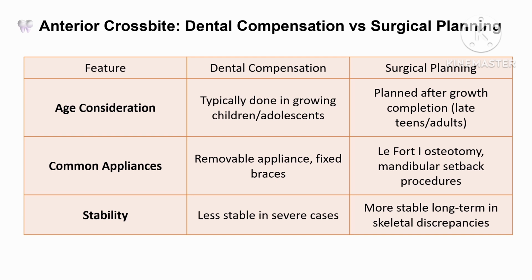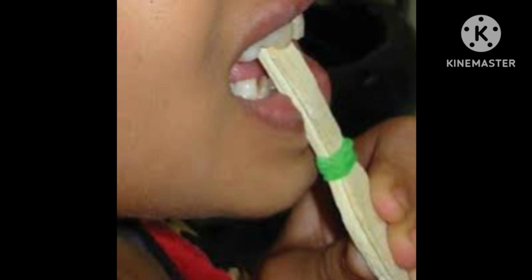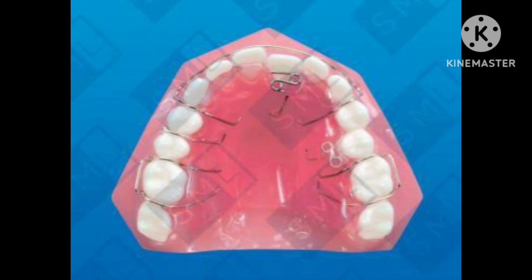Management of functional anterior crossbite includes early correction by eliminating occlusal interferences through selective grinding or using appliances like tongue blade, removable bite planes, or Z springs. Early intervention prevents the development of a permanent skeletal class 3 pattern.